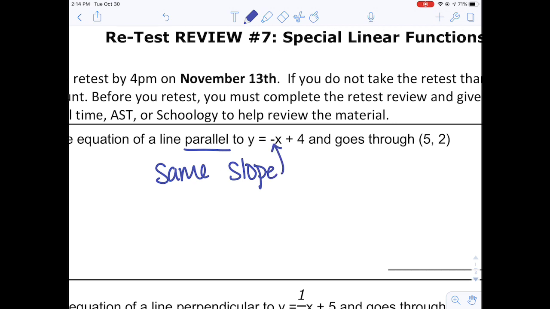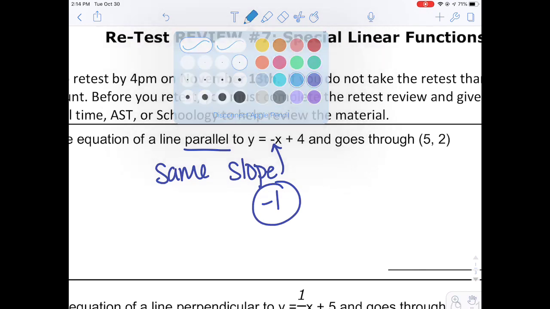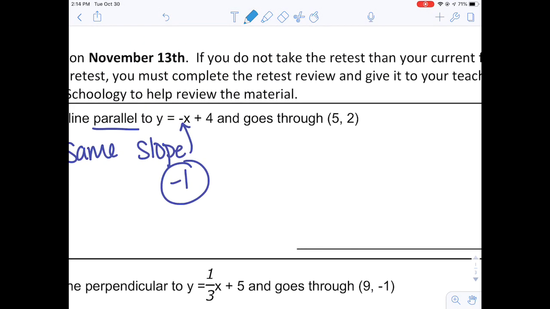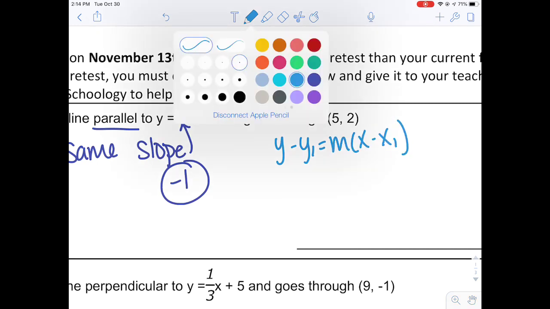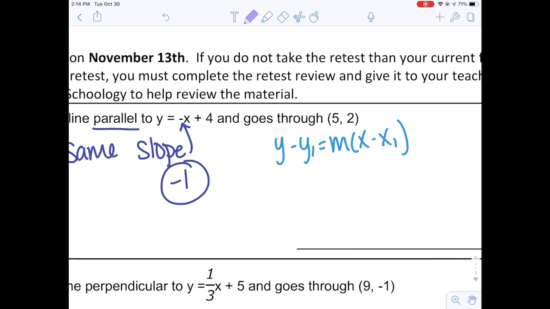So my slope right now is a negative 1. I will keep that the same. And then I am given a point, so I'm going to plug into point slope form. And on this test, you are free to keep your answer in point slope form or to convert it. So in point slope form, it would be y minus 2 because that's my y. M is negative 1, x minus 5 because that is my x.